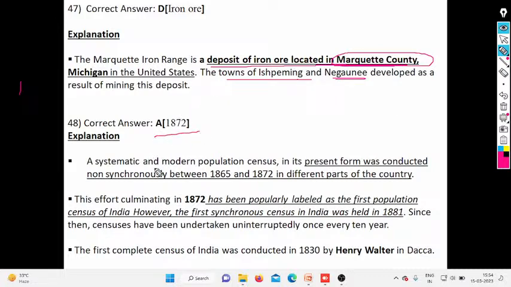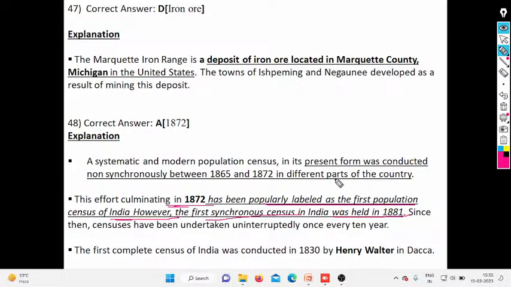Who was in 1872? Systematic and modern population census. In its present form, it was conducted non-synchronously in 1865 and 1872 in different parts of the country. The effort culminating in 1872 has been popularly labeled as the first population census of India. However, the first synchronous census in India was held in 1881.